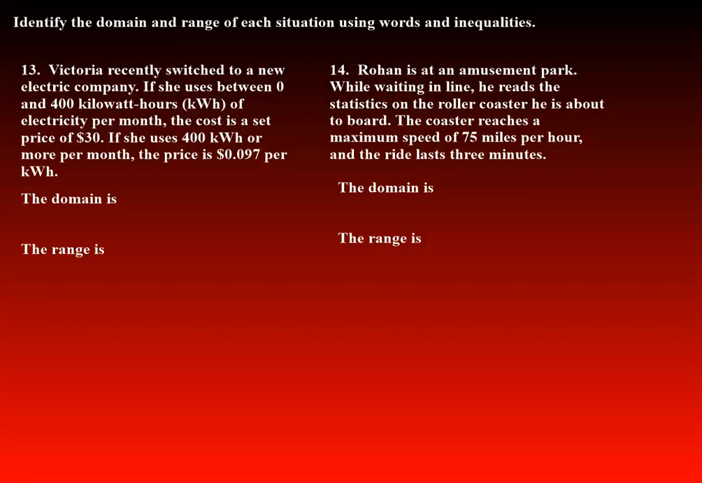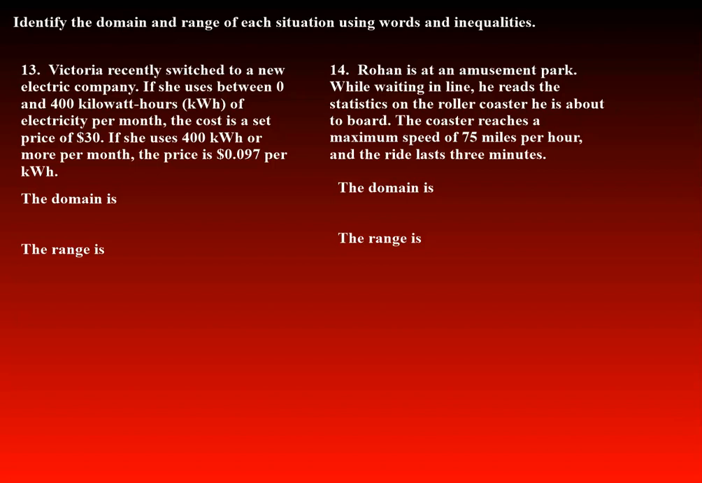So the directions say, identify the domain and range of each situation using words and inequalities. 13. Victoria recently switched to a new electric company. If she uses between 0 and 400 kilowatt hours of electricity per month, the cost is a set price of $30. If she uses 400 kilowatt hours or more per month, the price is $0.097 per kilowatt hour.